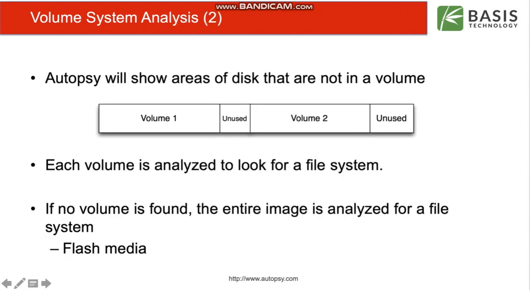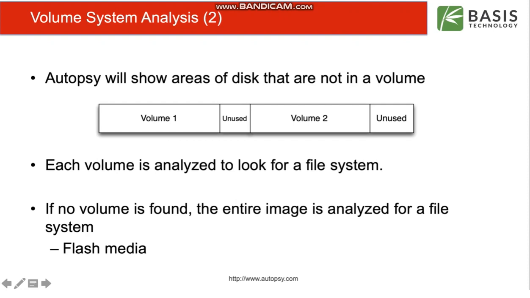So here's an example of what a disk image may look like, where you have two volumes and some unused space in between and at the end. Those unused spaces will be turned into files so that you can see them from within Autopsy. And essentially now, the Sleuth Kit and Autopsy will go into each of the volumes and the unused space and try and make sense of it. So they'll look for a file system inside of each of those.